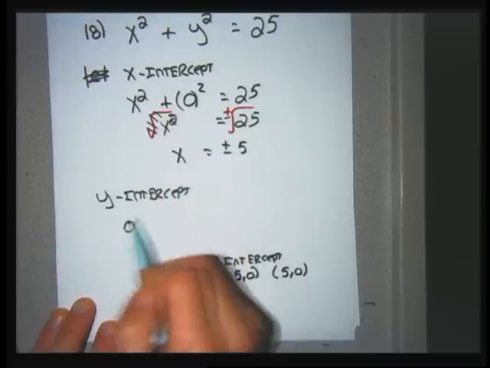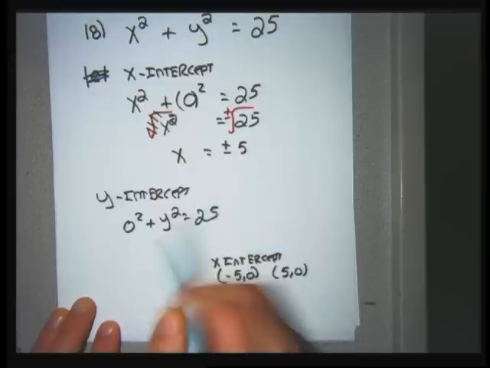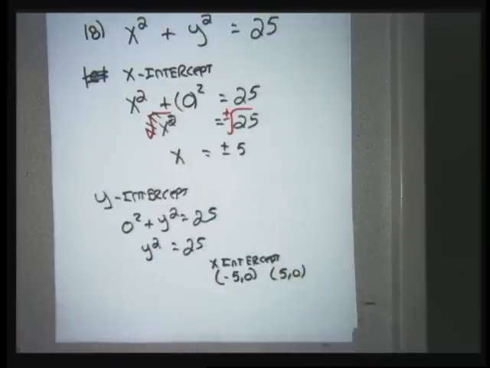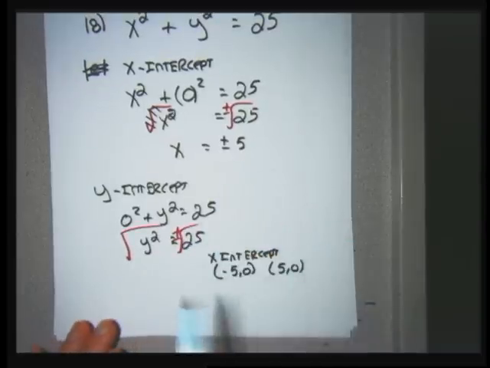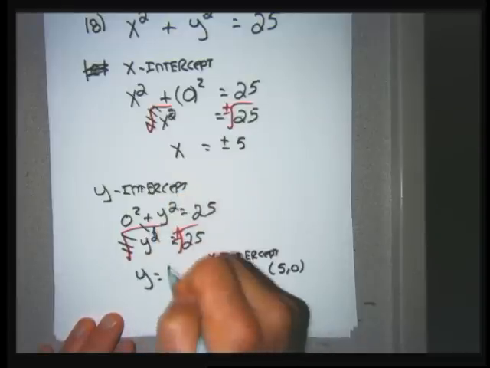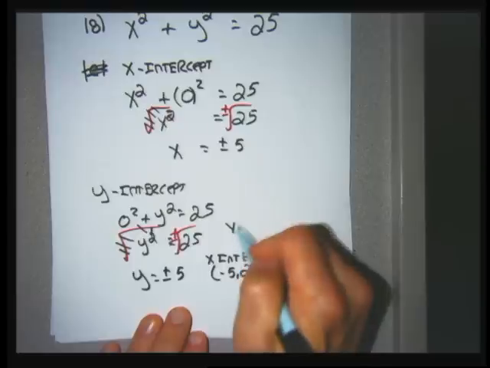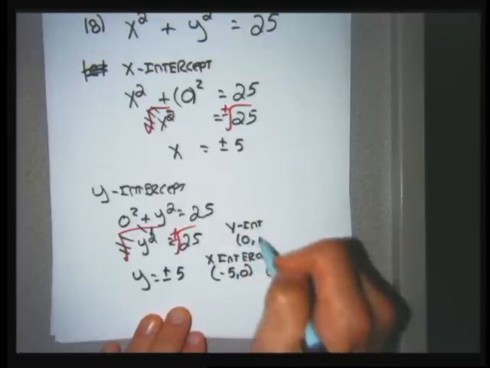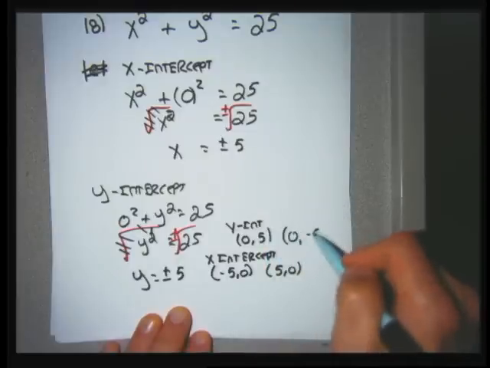And then for the y-intercept, I'm going to go 0 squared plus y squared equals 25, which is going to give me y squared equals 25. I'm going to get the same answers. I'm going to go plus or minus square root. On the left side, the square rooting cancels out the square. On the right side, the square root of 25 is 5. And for my y-intercepts, there's going to be essentially the same intercepts, except I get a 0 first and the number second.